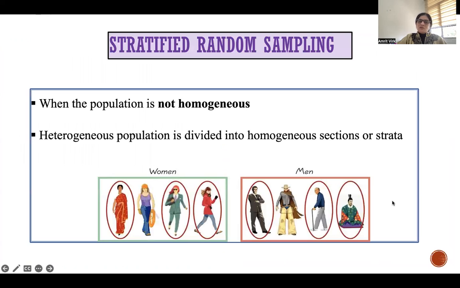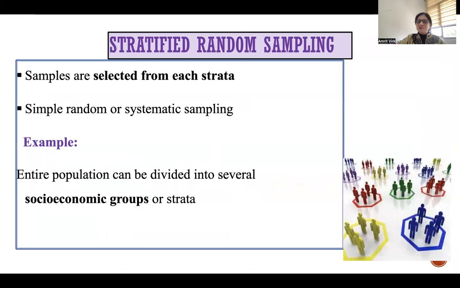Coming to the next method of probability sampling, which is stratified random sampling. This technique is employed when the population under study is non-homogeneous. So what we do here is that the population is first divided into strata depending upon the characteristic of interest. Now, this characteristic of interest can be a variety of things. It can be gender, so you can divide them into strata of women and men, or you can even divide them into strata such as socioeconomic groups.